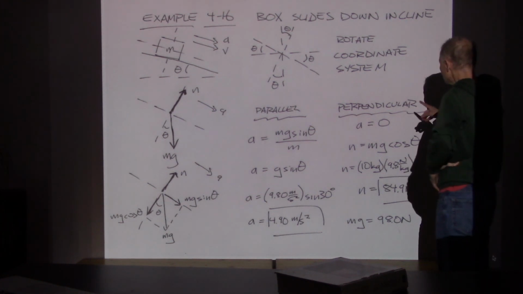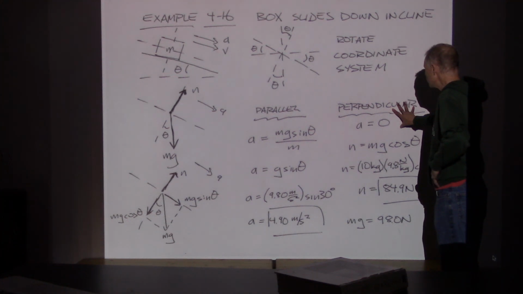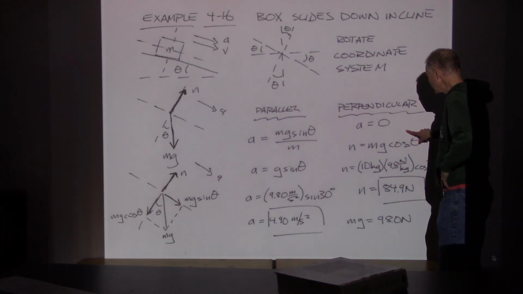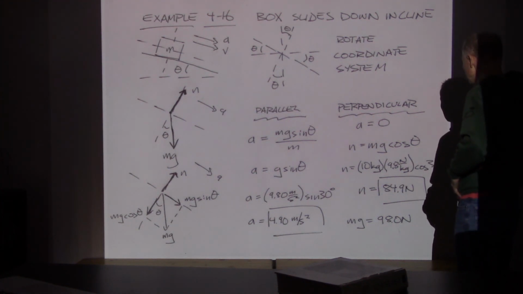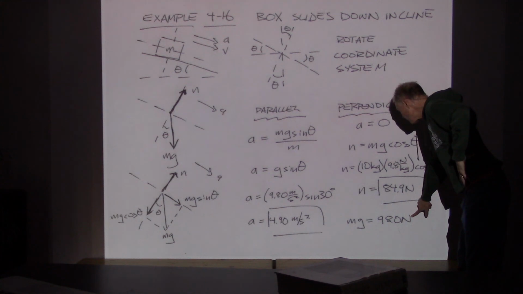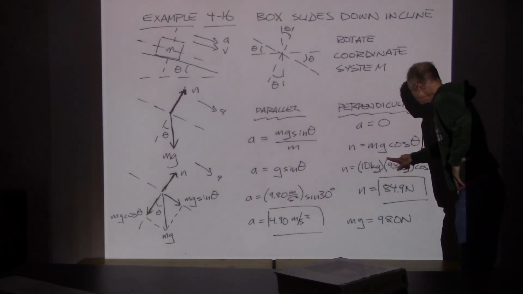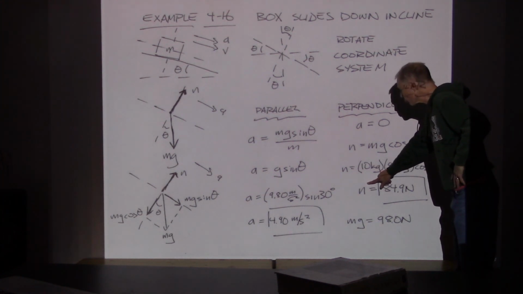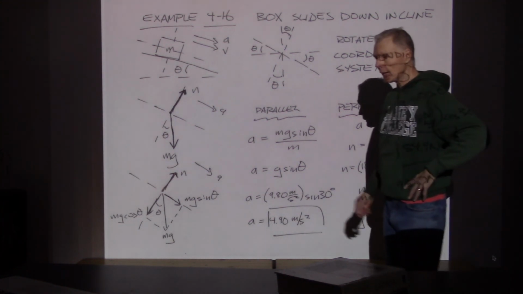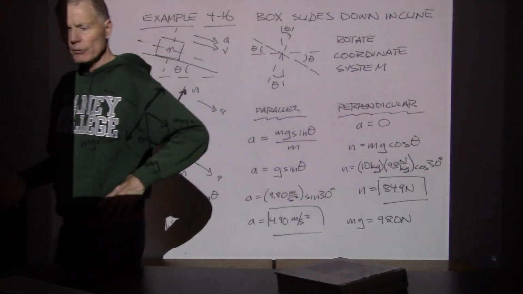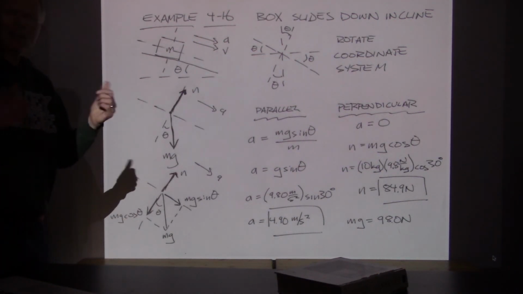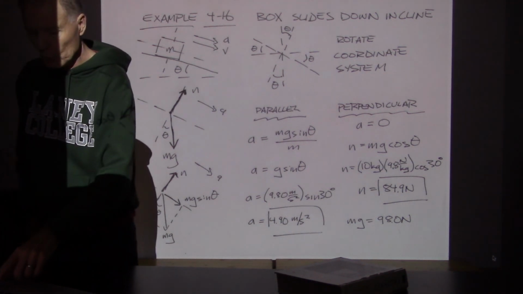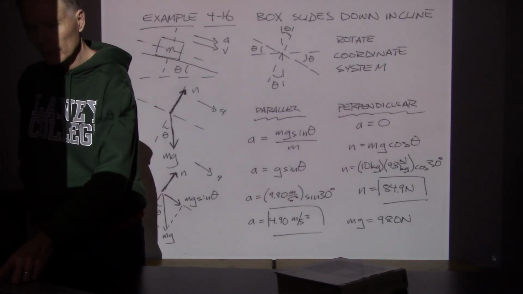Now, in the perpendicular direction, we have no acceleration, and that means that N is equal to mg cosine theta, and we can calculate those forces. mg is still 98 newtons, if you remember, but mg cosine theta is 84.9. So the normal force is reduced, and some of the gravitational force is creating an acceleration. And again, when we come back and look at friction, we'll add those forces in, but this is such an important diagram, getting us used to using inclines.